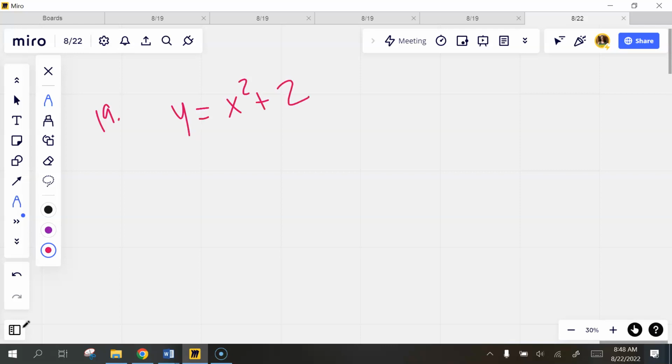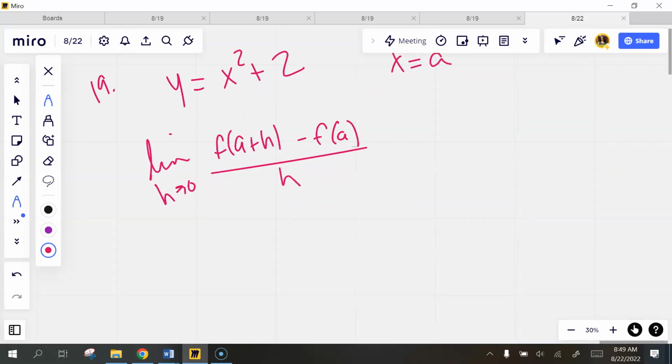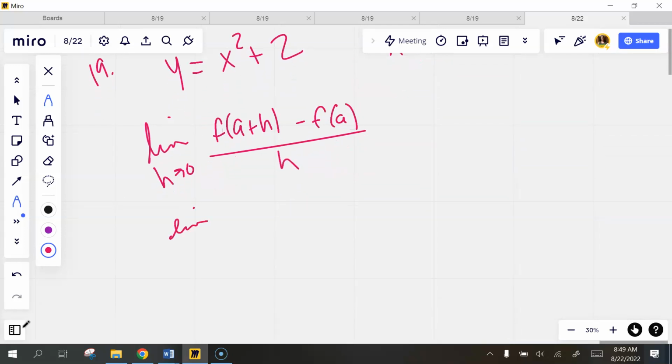Slope of the curve at x equals a. So I'm doing the difference quotient when x equals a. So the limit as h goes to 0 of f of a plus h minus f of a all over h. So we have a plus h squared plus 2 minus a squared plus 2 all over h.